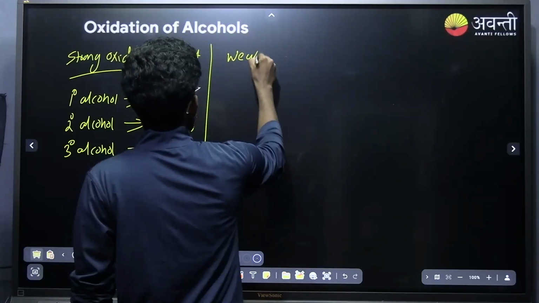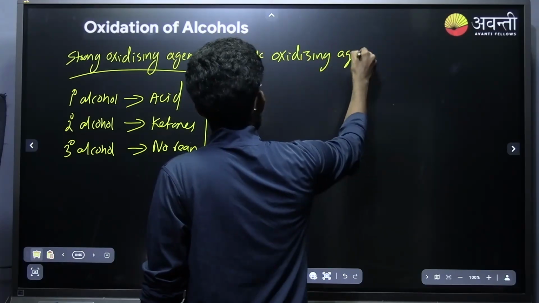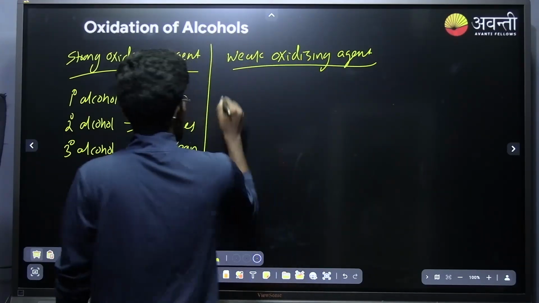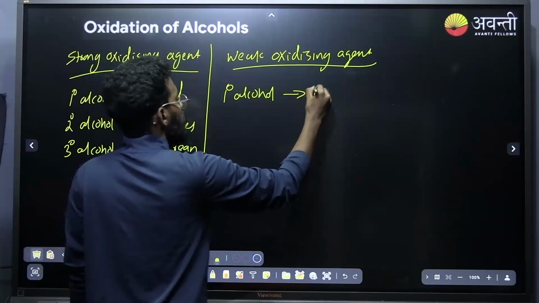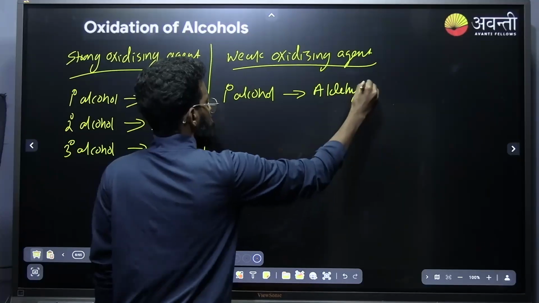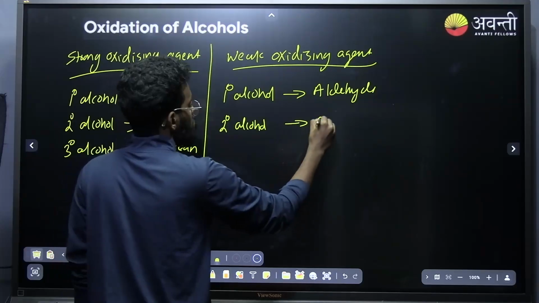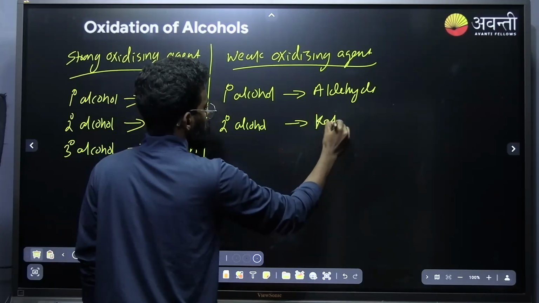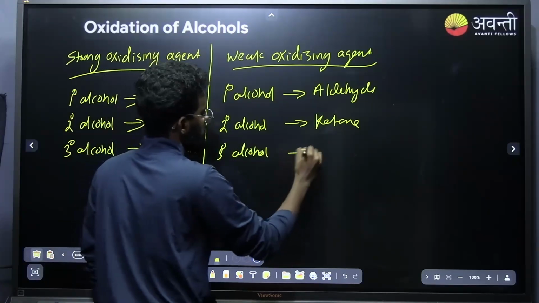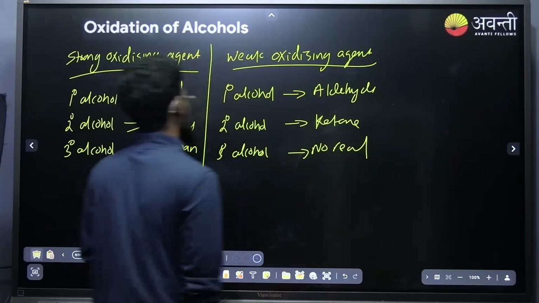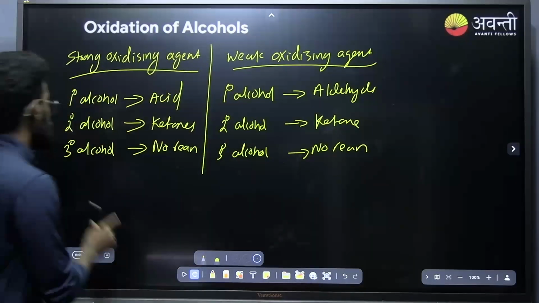In the case of a weak oxidizing agent, how will the conversion be? Primary alcohol to aldehyde, secondary alcohol to ketone, and tertiary alcohol, there is no reaction.